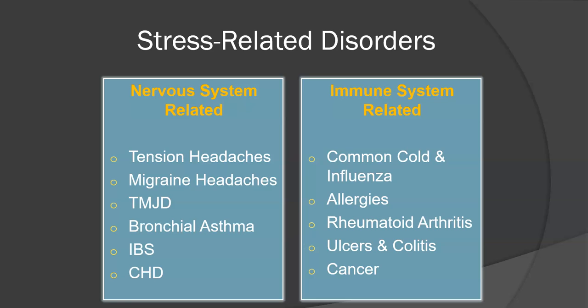So some stress-related disorders typically get categorized as nervous system related or immune system related. And what I have listed here are just some examples of what is considered a nervous system related disorder and what is considered an immune system related disorder.